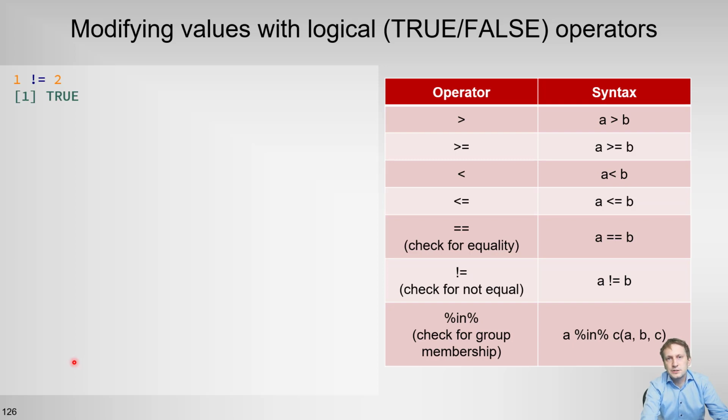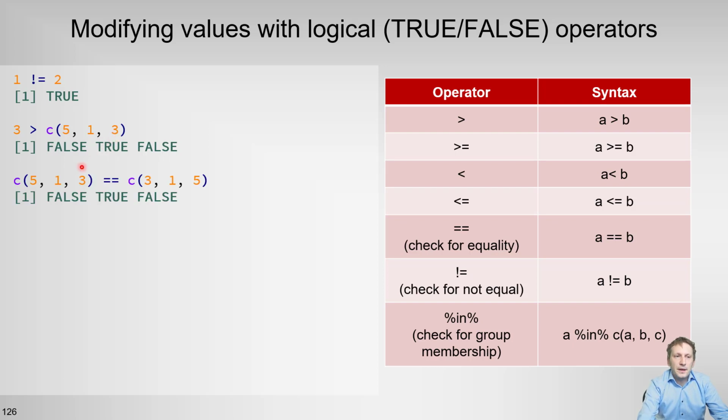Logic in R is actually pretty straightforward. So 1 does not equal 2, well, that returns true. If you type 1 does not equal 2, it returns true. So exclamation mark equal means not equal. So when we type 3 larger c(5, 1, 3), it returns false, true, false, because 3 is not larger than 5, but it's larger than 1, and it's also not larger than 3, well, because it's equal 3.